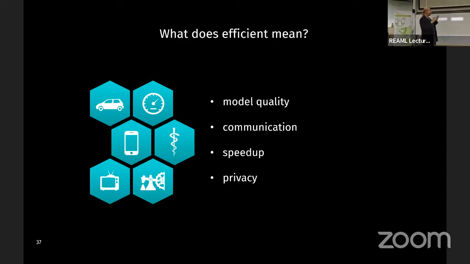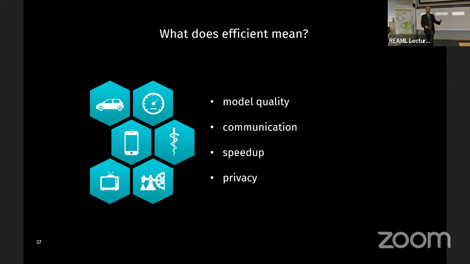The second big criterion is communication. So the motivation for federated learning was communication. By now it has shifted a bit to privacy, but communication was key. How can you reduce the number of bits you have to transmit? The next criterion is a bit under the rug in classical federated learning.